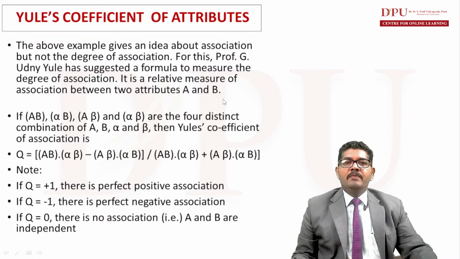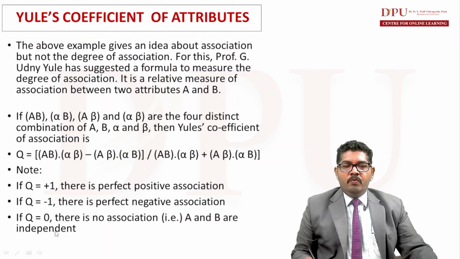For this, Professor G. Udny Yule has suggested a formula to measure the degree of association, and it is a relative measure of association between the two attributes A and B. If AB, alpha B, A beta, alpha beta are the four distinct combinations of A, B, alpha, beta, then Yule's coefficient is given by this formula, and it is denoted by Q. So AB multiplied by alpha beta minus A beta multiplied by alpha B, divided by AB alpha beta plus A beta alpha B.